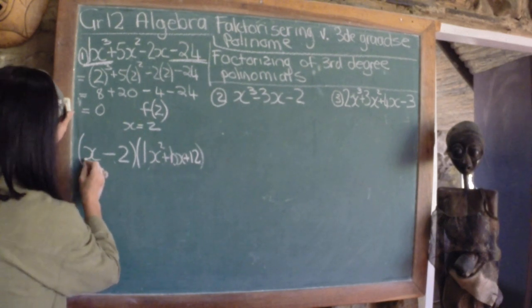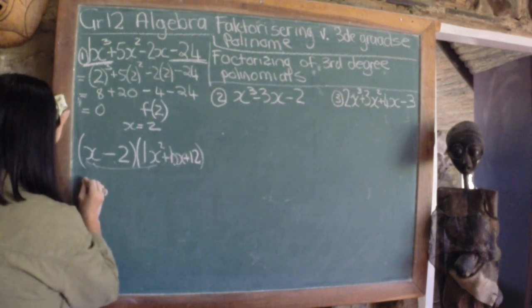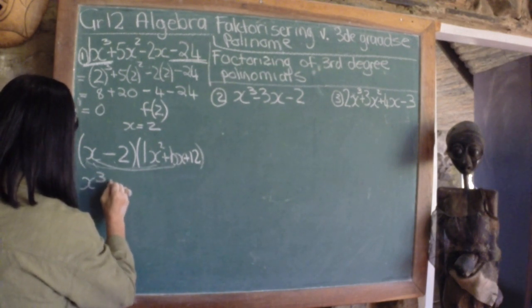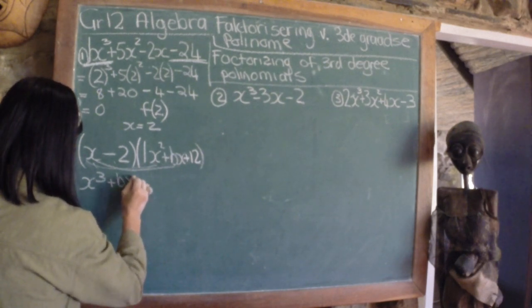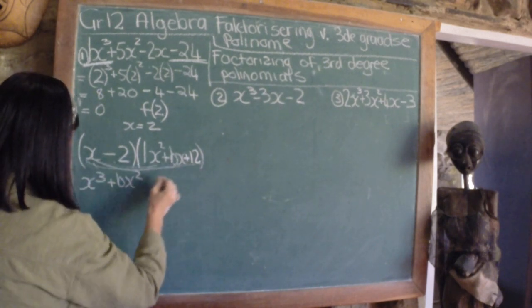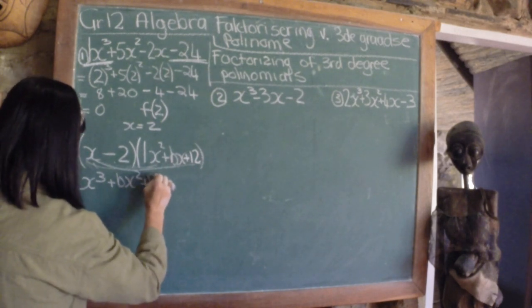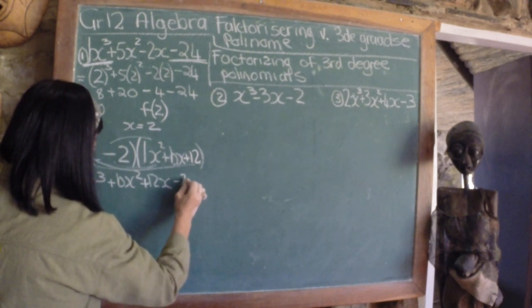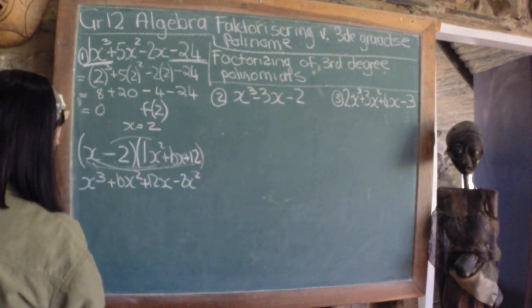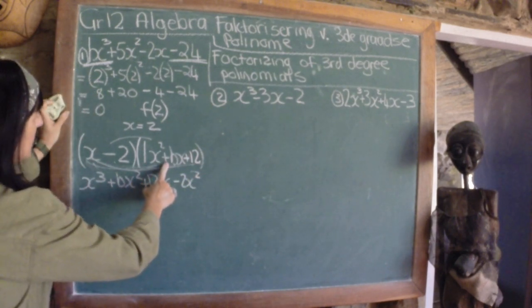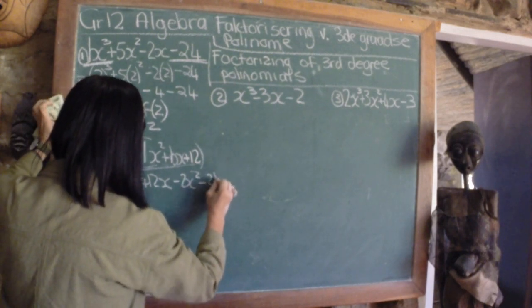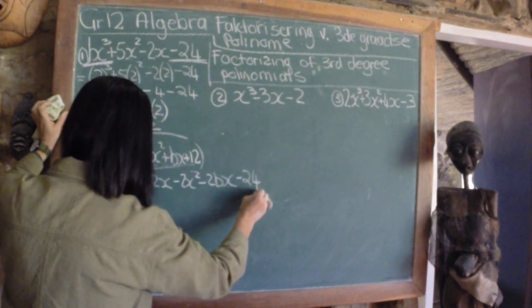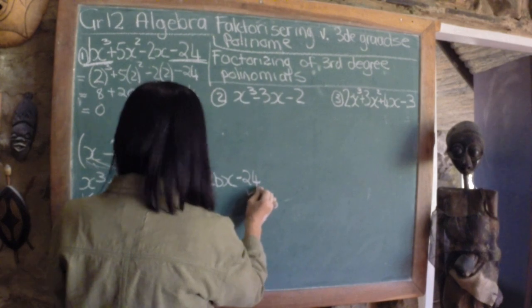Let's multiply it. X times x squared gives me x cubed. X times plus bx gives me plus bx squared. X times plus 12 gives me plus 12x. Kom ons gaan na 2 toe. Ek het minus 2x kwadraat. Dan het ek minus 2bx. En die laaste een is minus 24. So that one I'm fine with, that one I'm fine with.